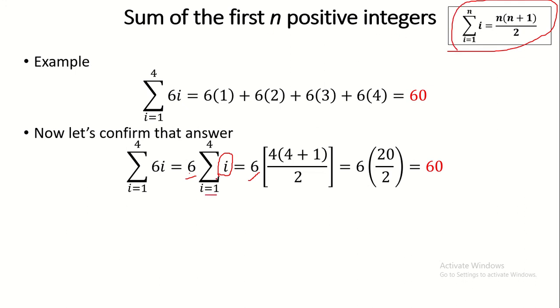So we have i equals 1 up to 4. Our n here is 4, since 4 is on top of the sigma notation. So we have 6 times, and we apply the formula: n is 4, times the quantity 4 plus 1, divided by 2. Simplifying, 4 plus 1 is 5. 4 times 5 is 20, divided by 2. So we have 6 times 20 divided by 2, which is 10. So 6 times 10 is equal to 60. As you can see, the answers are the same.